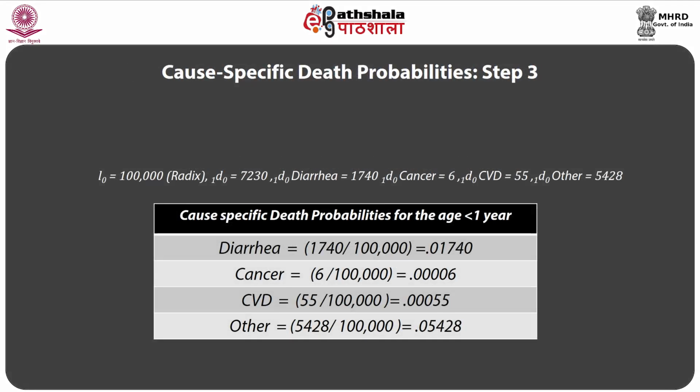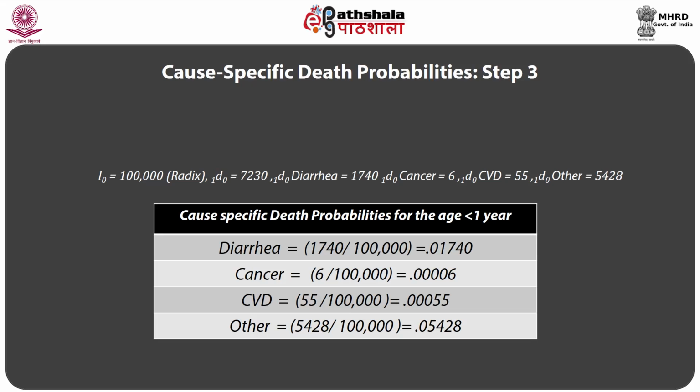Step 3. Cause specific death probabilities. Collecting data from table 2, row 1, less than 1 year as l0 equals to 100,000 radix, 1D0 equals to 7230, 1D0 of the diarrhea equals to 1740, 1D0 cancer equals to 6, 1D0 CVD equals to 55, 1D0 other, that is other causes, equals to 5428. Cause specific death probabilities for the age less than 1 year.